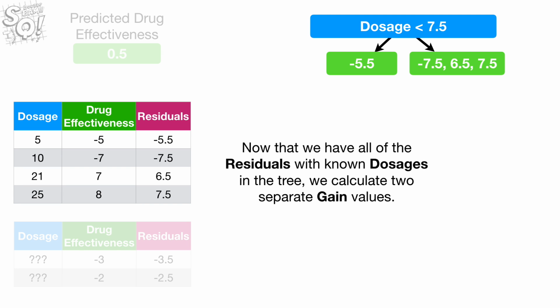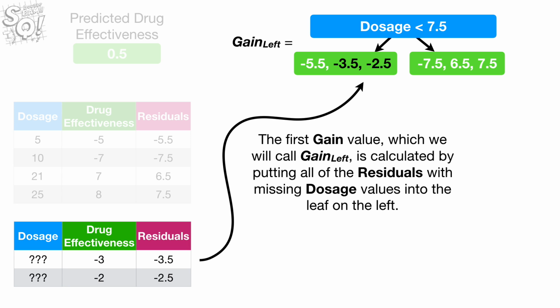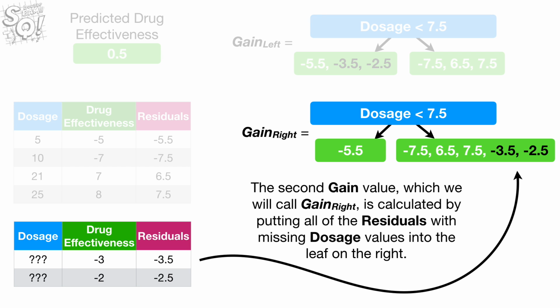Now that we have all of the residuals with known dosages in the tree, we calculate two separate gain values. The first gain value, which we will call gain left, is calculated by putting all of the residuals with missing dosage values into the leaf on the left. The second gain value, which we will call gain right, is calculated by putting all of the residuals with missing dosage values into the leaf on the right.